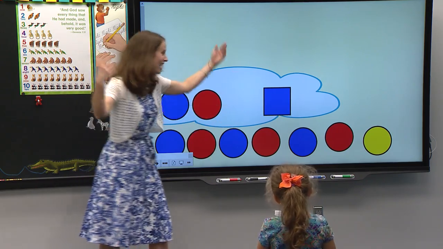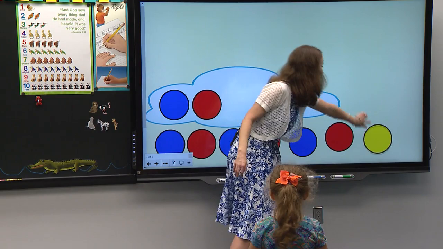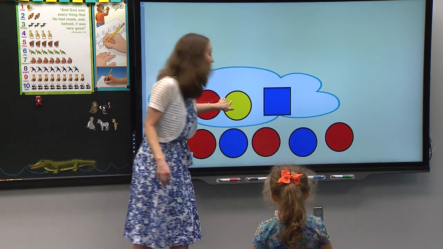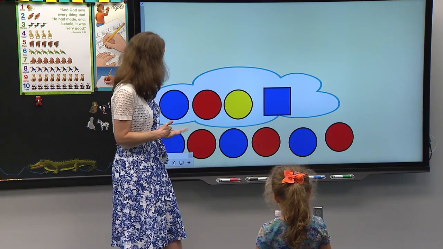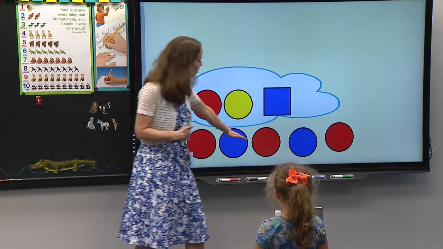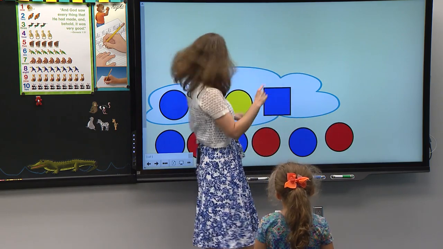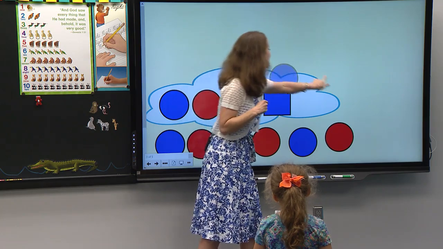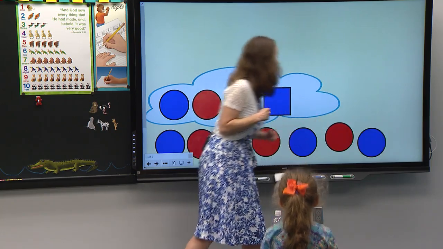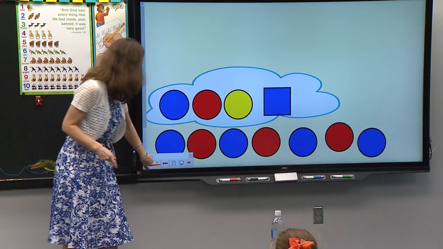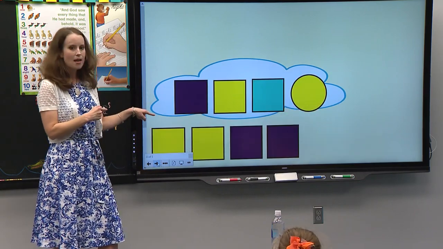No, it shouldn't. I can't just choose any color and any shape and have it be correct. What should I have put next? Blue circle, red circle, blue circle, red circle, blue circle, red circle. Blue circle comes next, and Savvy helps us finish up that pattern. Let's go to our next one and help me finish up with this.